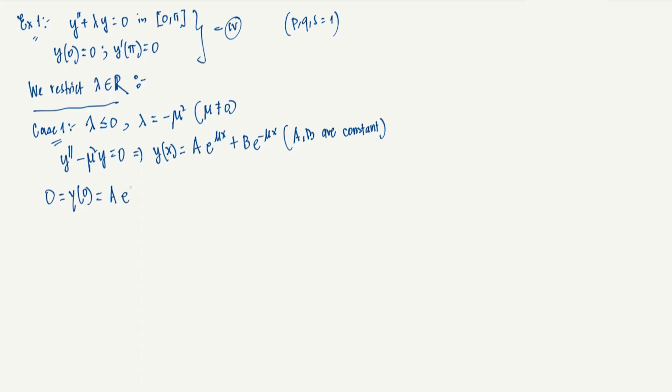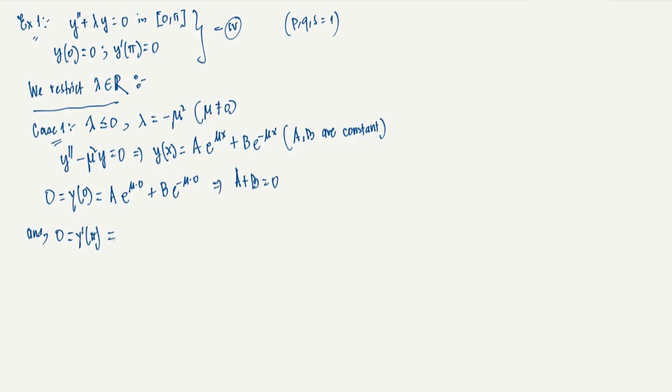E to the power mu times 0 plus b times e to the power minus mu times 0. So essentially, what are you getting from here? A plus b is going to be 0, right? And you also have this another condition, y prime of pi is 0. Okay, so 0 is y prime of pi.